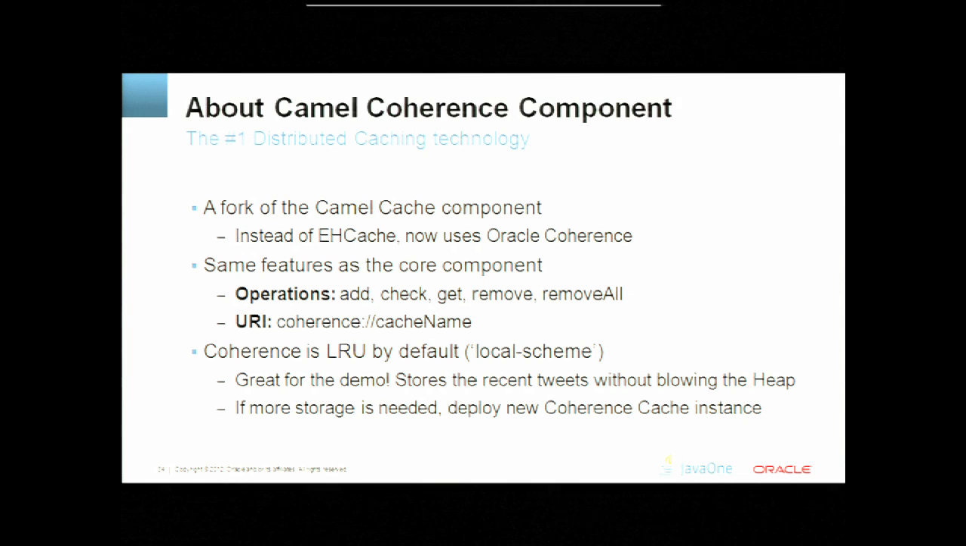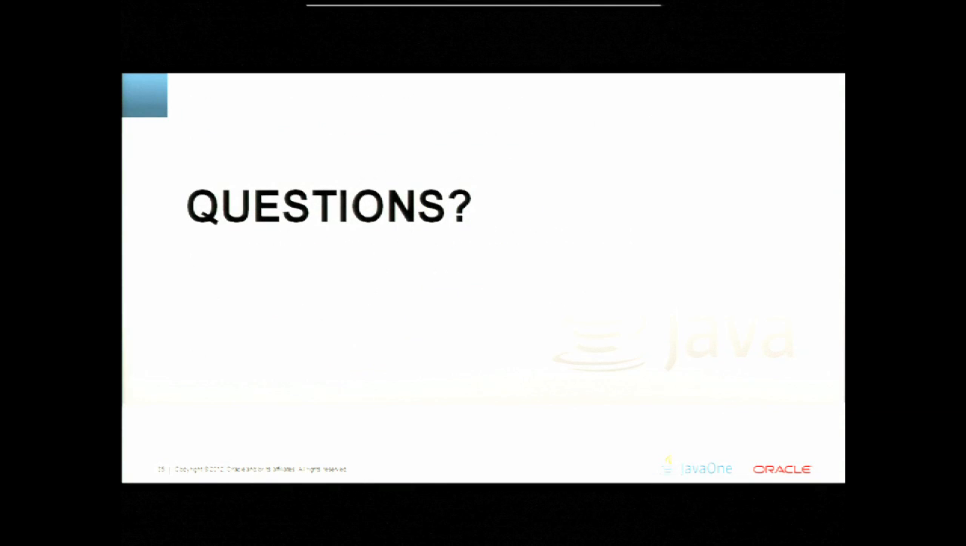Then I can use that URI, which is pretty simple: coherence:camelCacheName. Coherence is LRU by default, which for this demo is really great. It's also good for social data caching in memory. If you need more storage, just deploy a new Coherence instance on your network. Those instances will connect with each other and give more space for data. All right? That's it. Any questions?